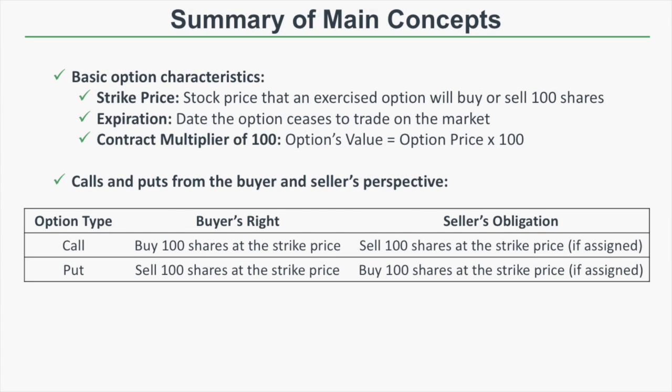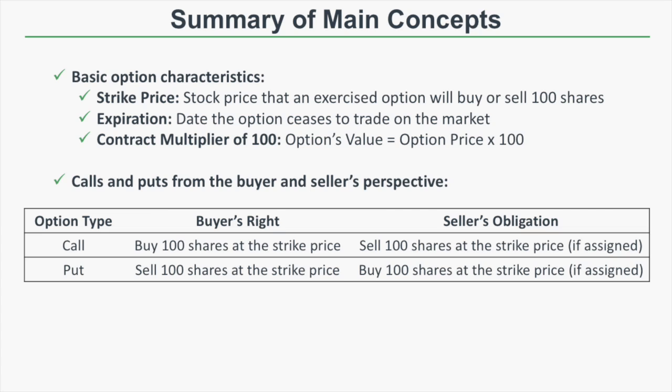Alright, well that covers the basics of puts and calls, so now let's just recap what you've learned in this video. So you learned that options basically have three basic characteristics. There's a strike price, which is the stock price that an exercised option will buy or sell 100 shares at. There's the expiration, which is the date the option ceases to trade on the market and settles to its final value. And there's a contract multiplier, which basically says that if you see an option's price as $5, the option is actually worth $500. So $5 times the contract multiplier of 100 equals $500.